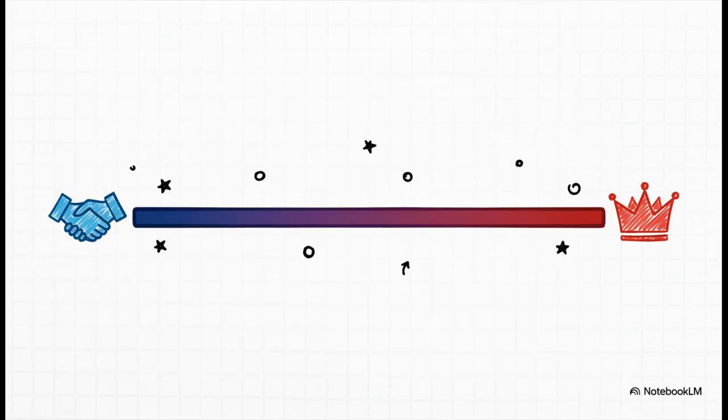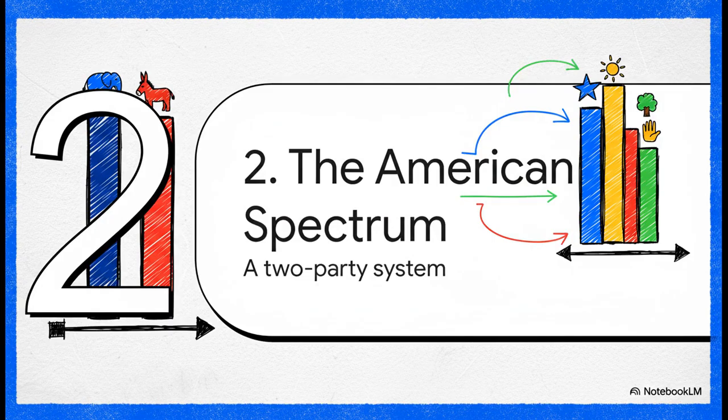Now, here's the key thing. These two big ideas don't just exist as separate bubbles. They form a spectrum, basically a line that runs from the far left, through the middle, all the way to the far right. And this simple line is the basic tool we're going to use to see where different political parties might fall.